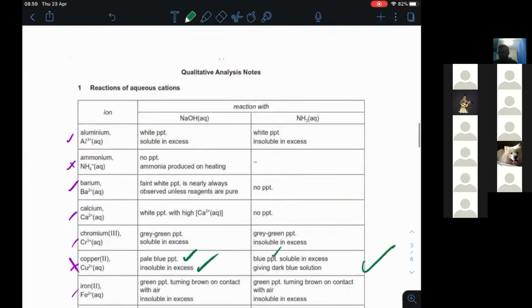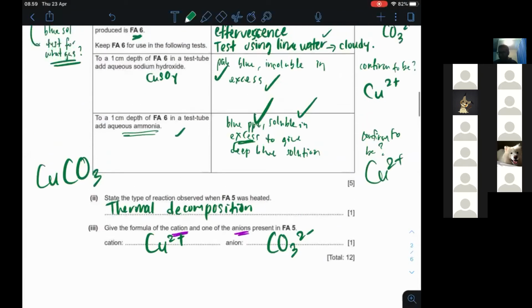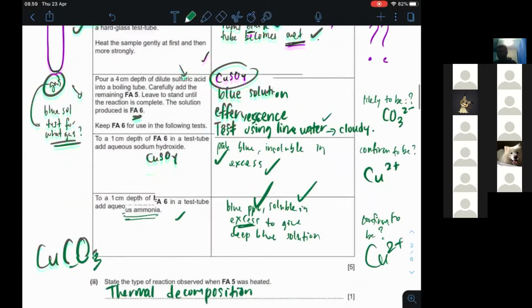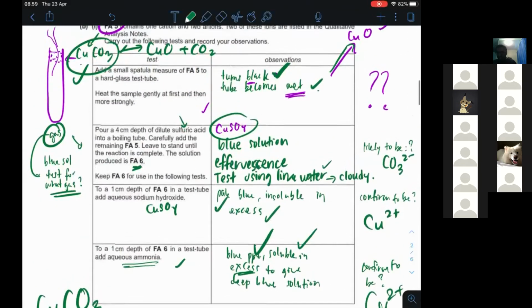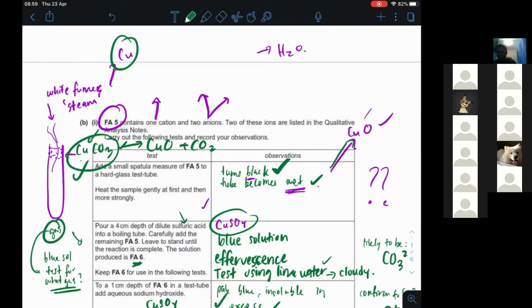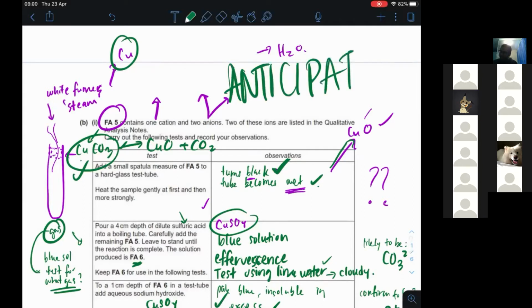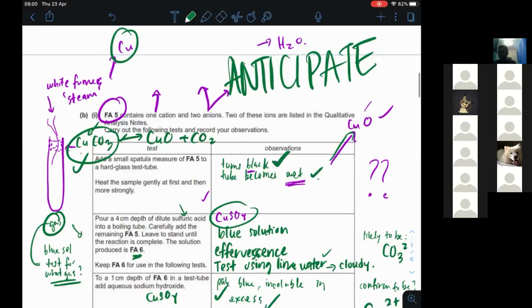Now over here, the aim is not to answer everything correctly. The aim is to make sure that you can plan your experiment properly. It means you need to anticipate. This word is very, very important. Anticipate. You need to identify what might be given off, and then you do the test accordingly. So all these are involved in the planning.